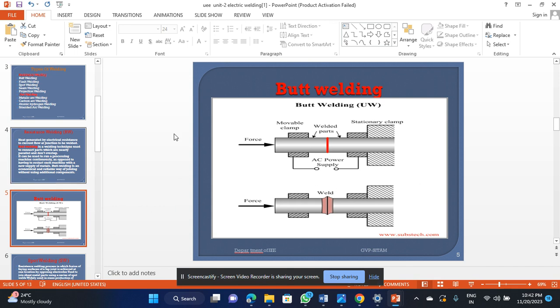Butt welding, see the diagram. Here we are using moving clamps to support the two metal pieces and apply force, and you give the supply to these two electrodes. This is the stationary clamp and this is the moving clamp. By moving the clamp you apply some force, and by giving the supply, that part is welded.